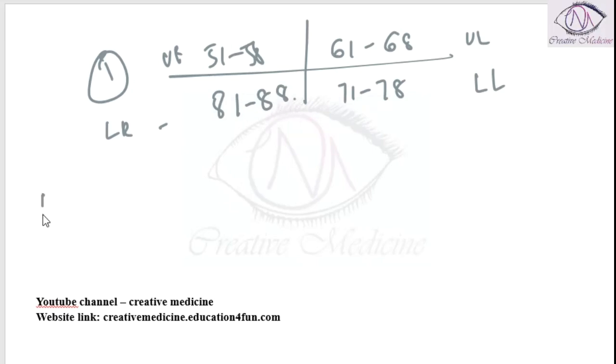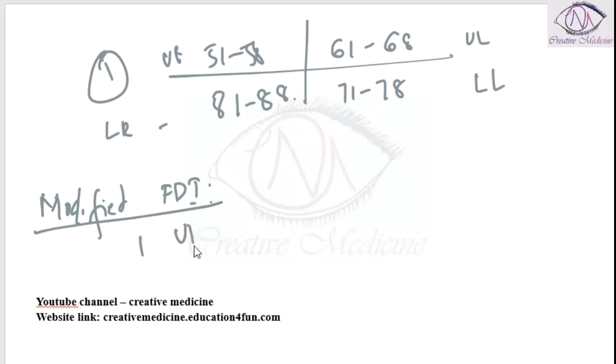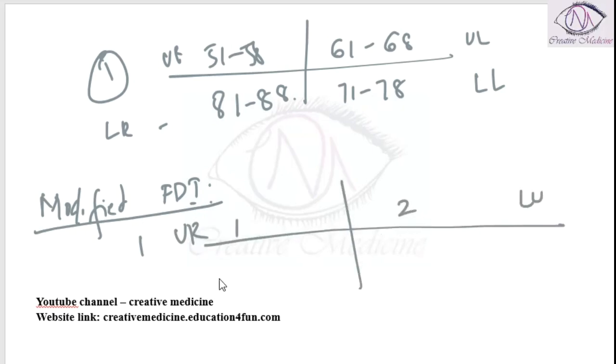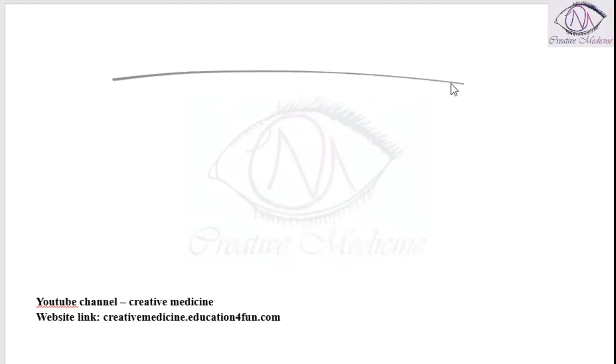Fifth, Modified Federation Dentaire International System. In the Modified Federation Dentaire International System, we give 1 for right upper, 2 for left upper, 3 for right lower, 4 for left lower. These are present in tens. For temporary teeth, it is given 5 for right upper, 6 for left upper, 7 for right lower, and 8 for left lower.